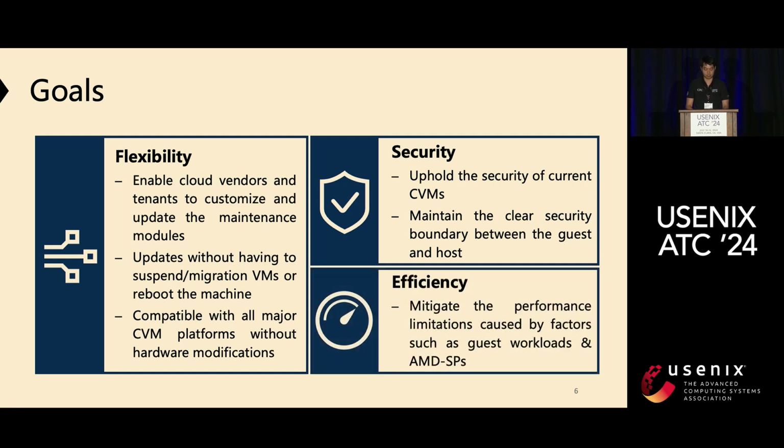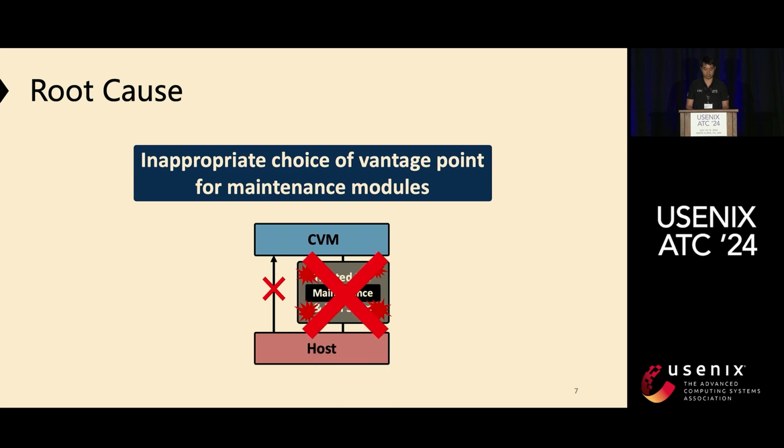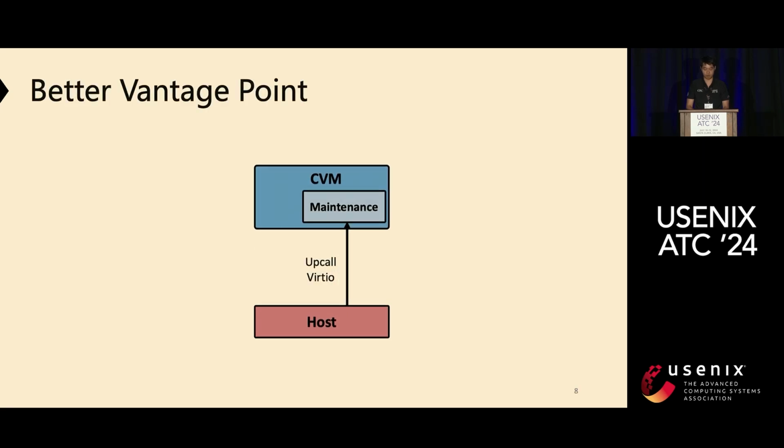Third, the design should mitigate performance issues on maintenance modules caused by factors such as AMD SPs or guest workloads. The root cause of these limitations lies in the unsuitable choice of vantage point for maintenance modules. We argue that a more attractive option to explore is to put the guest-trusted maintenance modules into the CVM, especially since mechanisms like upcalls already exist for hosts to activate specific in-guest modules.